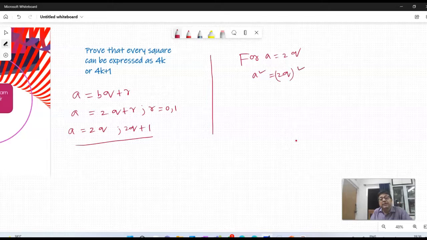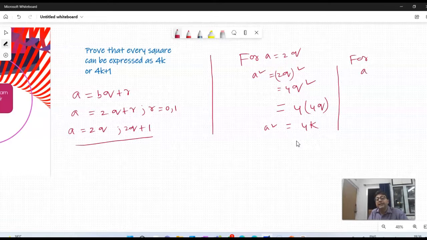2q whole square. This is 4q square. You can write this as 4 into q square. Now q square is an integer. If we take k equal to q square, then a square is going to be 4k. But this is for a equal to an even integer. What happens if we take a equal to 2q plus 1?